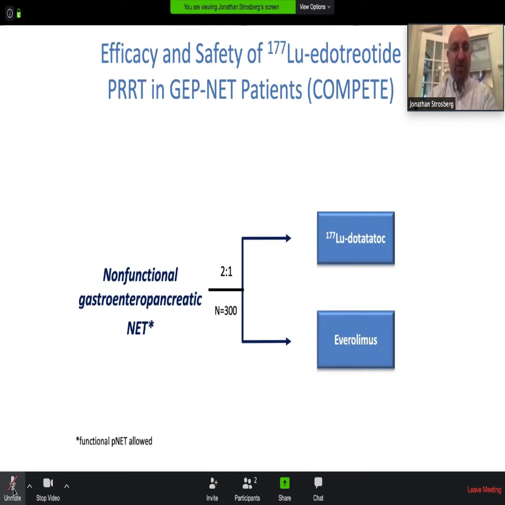And it's comparing it to everolimus, Afinitor, a drug that many of you are familiar with and many of you have been on. It's a 2-to-1 randomization, so there's twice the chance of being randomized to the radioactive drug versus the Afinitor. And the question is really which drug prolongs time to progression more. In other words, it's asking which is the better drug, balancing safety and toxicity. So a very important trial.